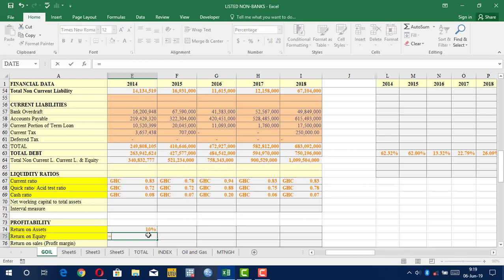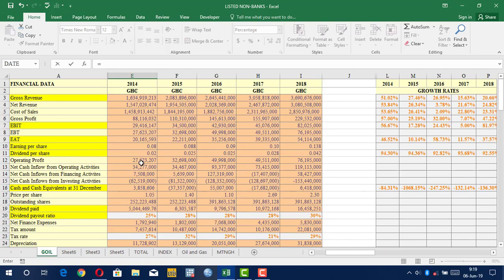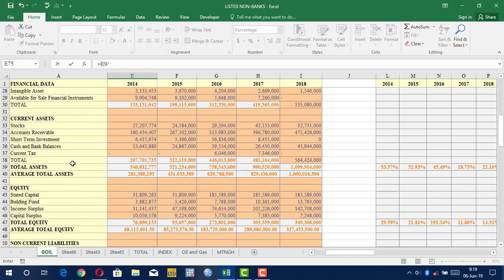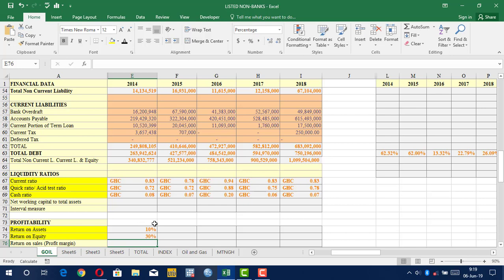Let's do that of equity, return on equity. In here, we are not going to use the EBIT, but rather we are going to use the earnings after tax. So look at the two different. Earnings after tax for 2014 divided by the average total equity. We are getting 30%. Let's drag the two here.